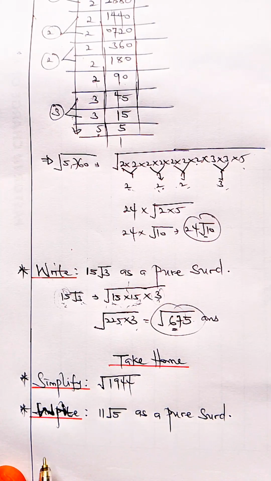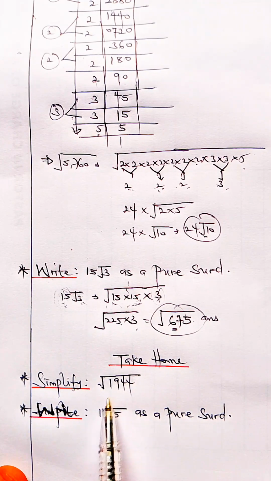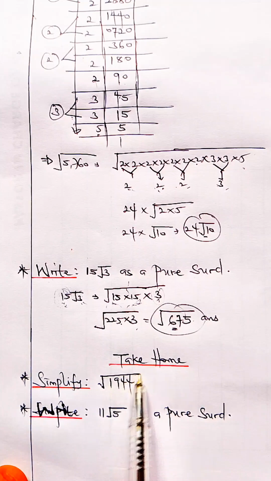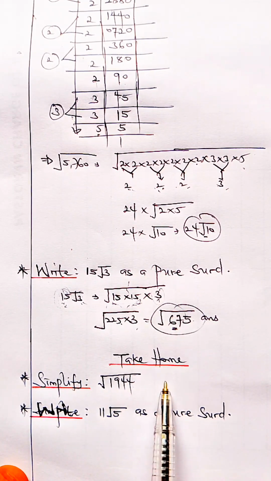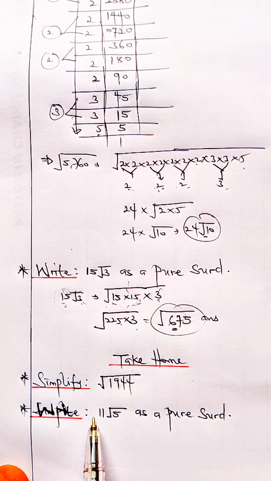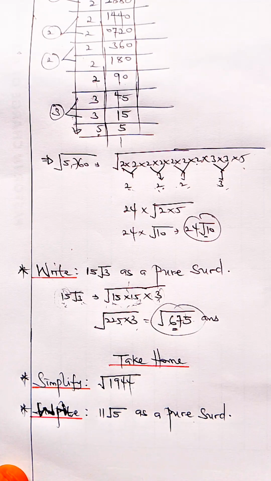So after all we've discussed today, it's high time we looked at a couple of take-homes. I'm very sure that after all we've discussed today, we could handle these two questions. The first is simplify square root of 1944, that's 1944. Simplify it and leave it in mixed surd form for me. The next question is write 11 root 5 as a pure surd. I'd love you to leave your answers to these two questions in the comment section for me.